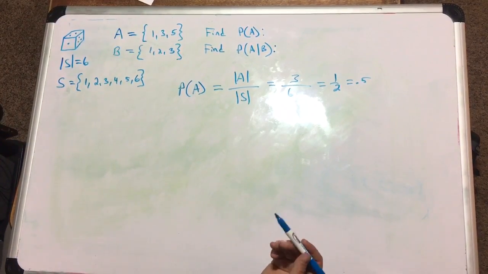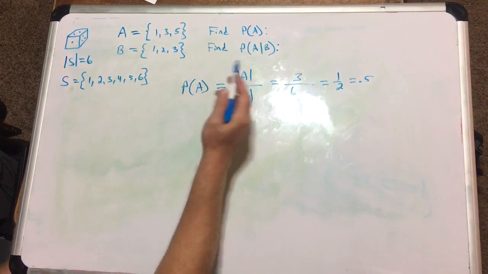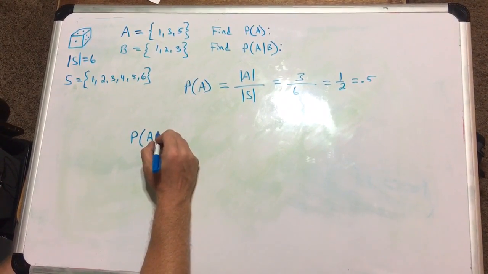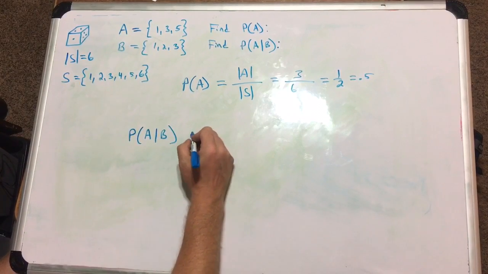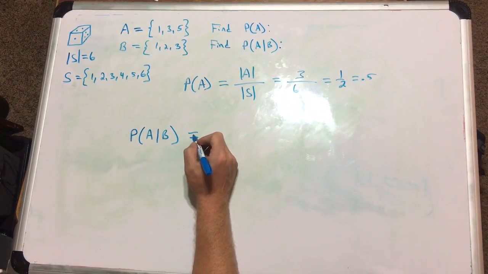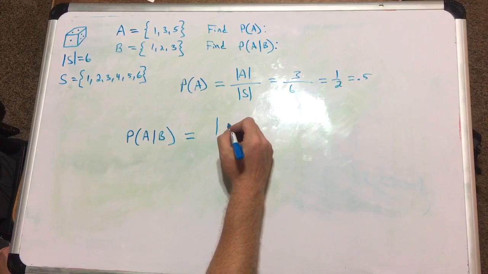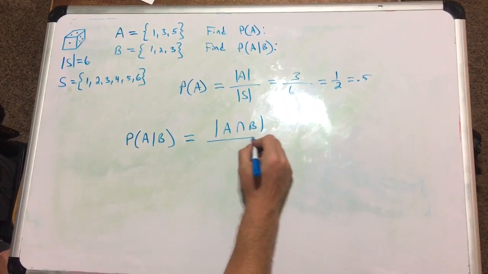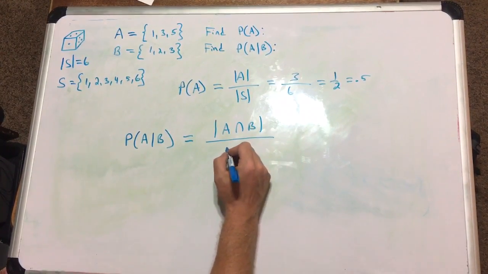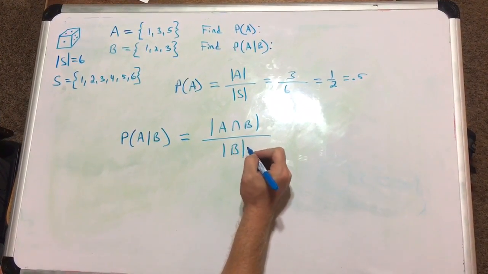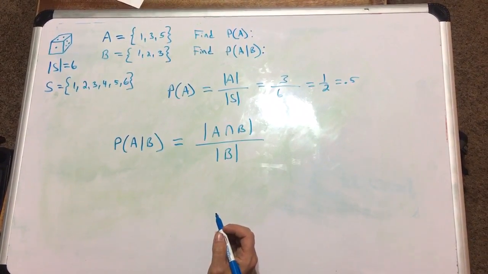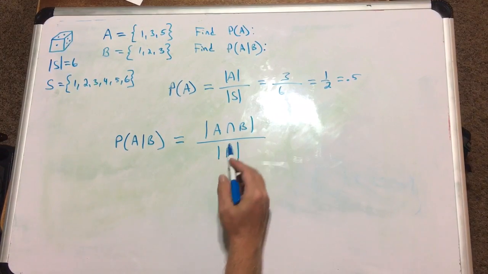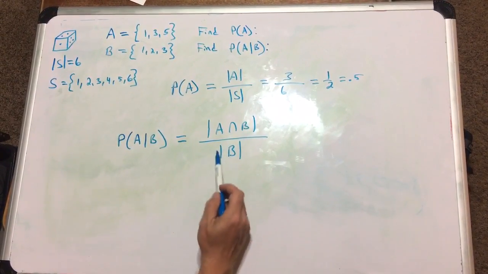So that would be the intersection, basically, right? So let me give you the equation of P of A given B's event. Let me start out by giving you the general form here. It is A intersect B, all divided by the cardinality of B. And I'll show you why that happens in a moment. Okay, so the intersection of A and B divided by B.